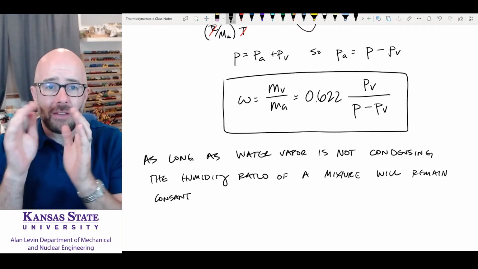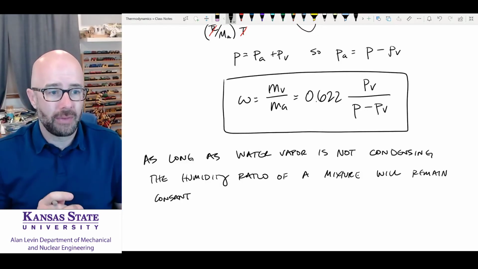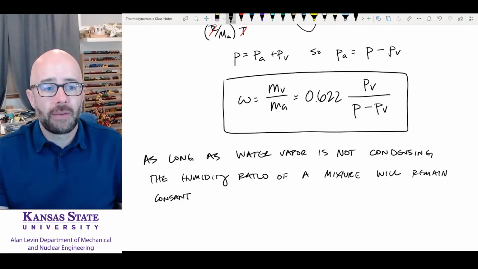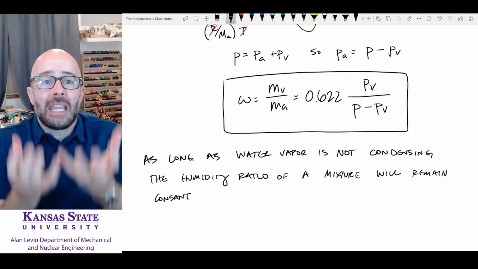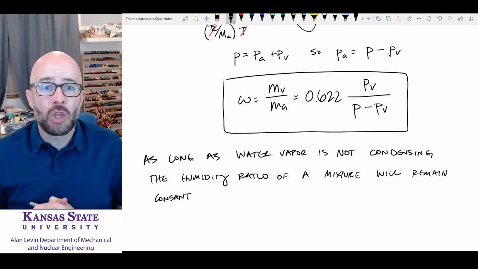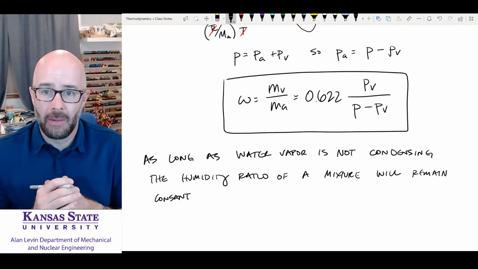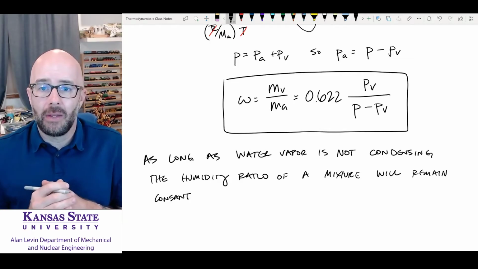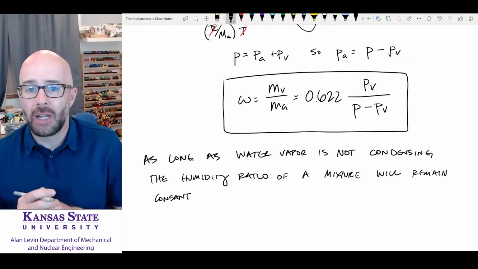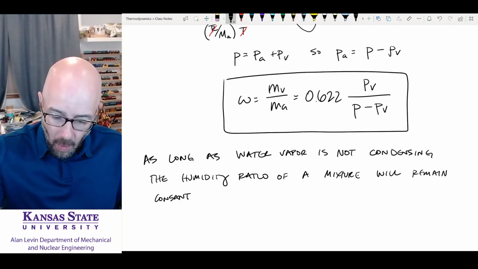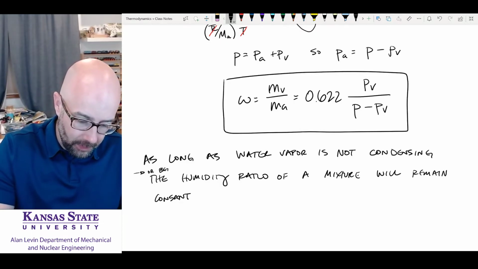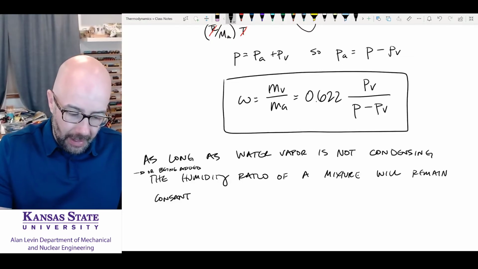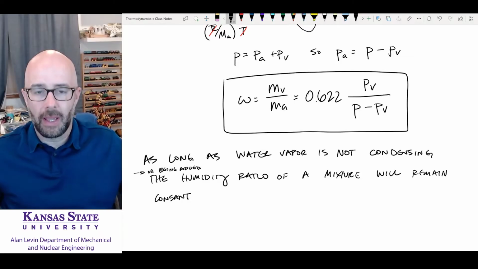Okay, that's true there, but there's one other thing that we have to say, and that is, as long as we're not adding any more vapor to the air. So you could have a humidifier humidifying the air. So we have to say here, as long as water vapor is not condensing, or being added, the humidity ratio of a mixture will remain constant.